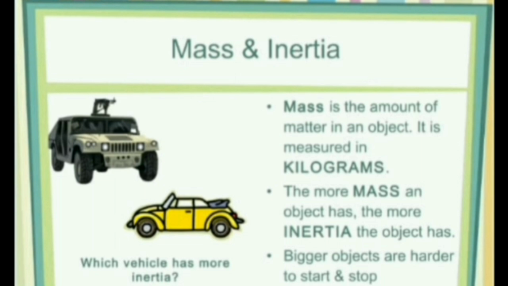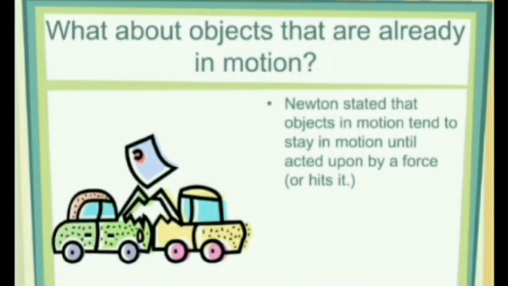Mass and inertia. Mass is the amount of matter in an object. It is measured in kilograms. The more mass an object has, the more inertia the object has. Bigger objects are harder to start and stop.